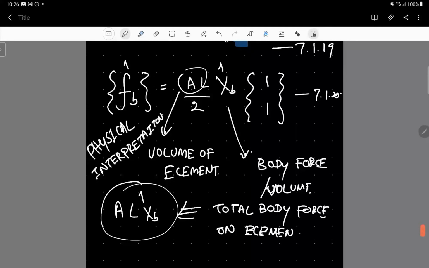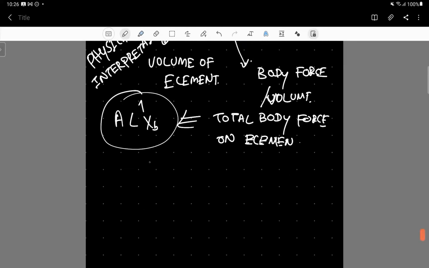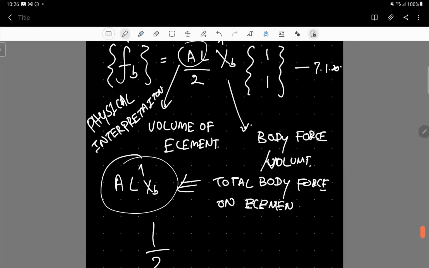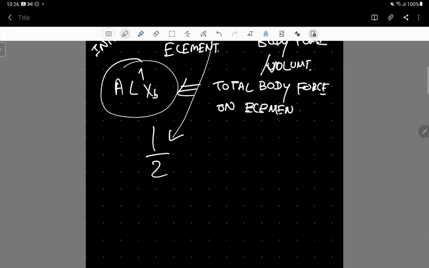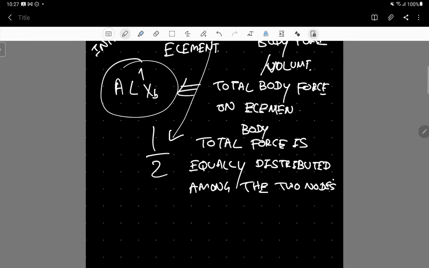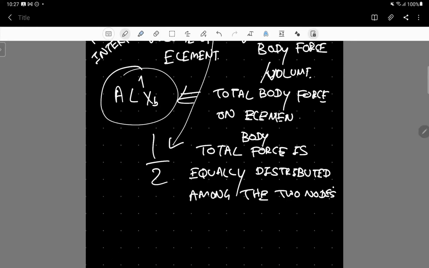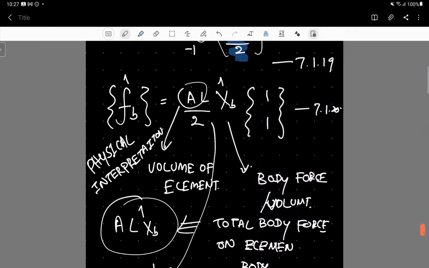What does this factor 1 by 2 represent here? The factor half indicates that this total body force is equally divided, or equally distributed, among the two nodes of the element. So this is the physical interpretation of equation 7.1.20.